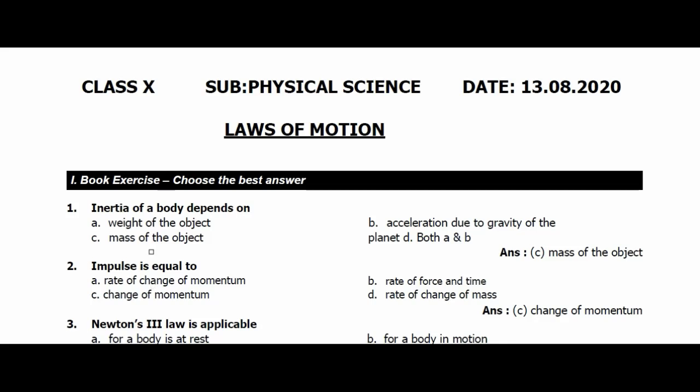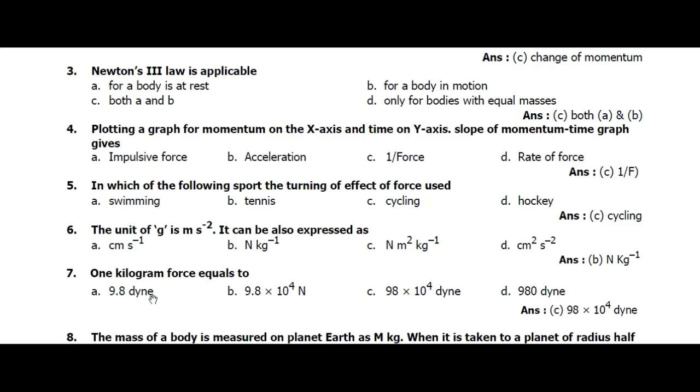First, the book exercise. Choose the correct answer. First one, inertia of a body depends on: answer, mass of the body. Second, impulse is equal to: answer, change of momentum. Third one, Newton's law is applicable: answer for the third one is C, both A and B, for a body at rest and for a body in motion.